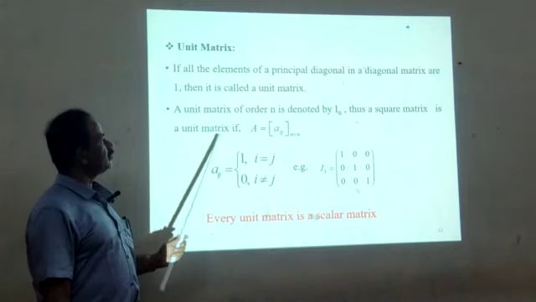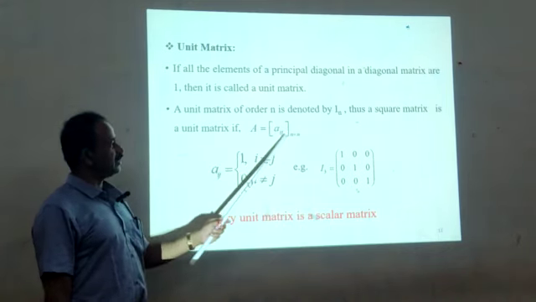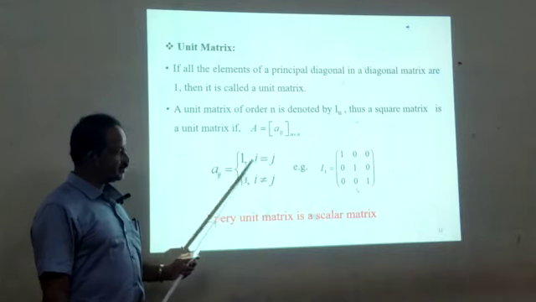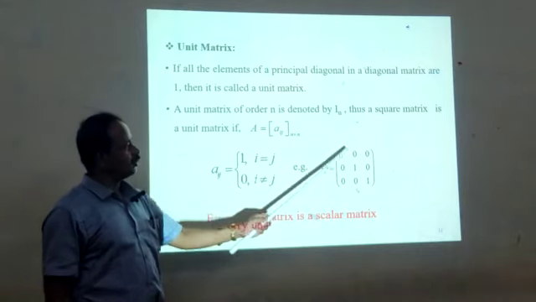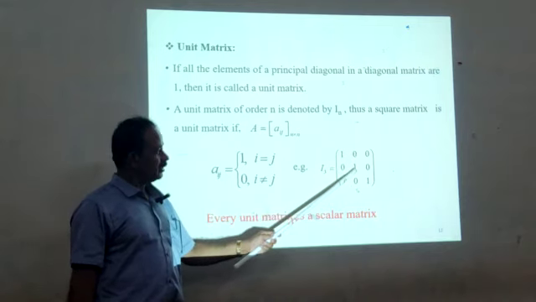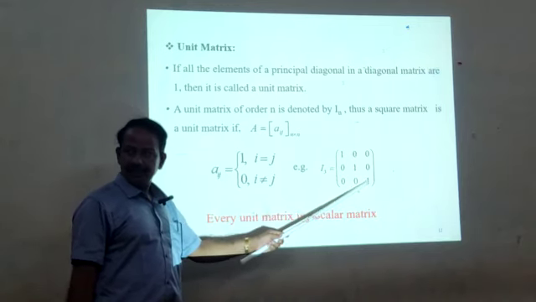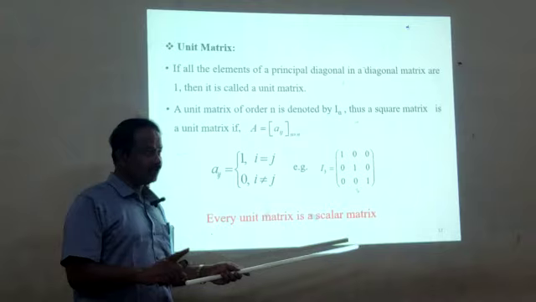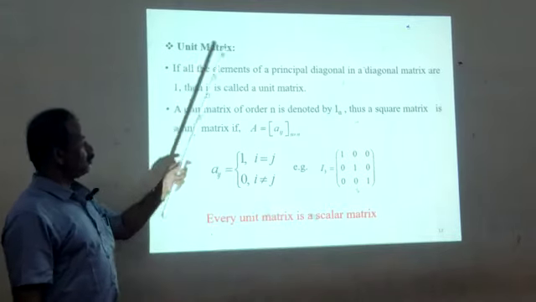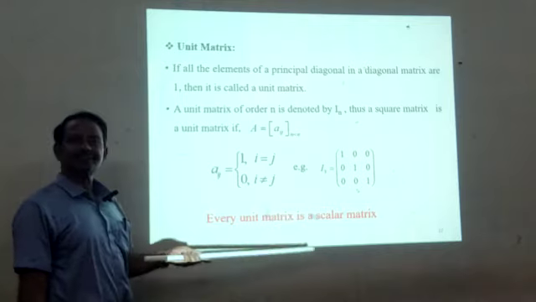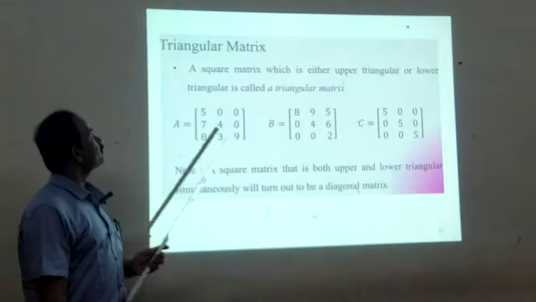Thus, a square matrix A equals Aij, n by n, is a unit matrix if, for i equals j, the answer is 1, and for i not equal to j, the answer is 0. So this is A11, A22, A33, all diagonal elements equal 1, and the other elements are 0. So they are called unit matrices. So every unit matrix is a scalar matrix, of course.